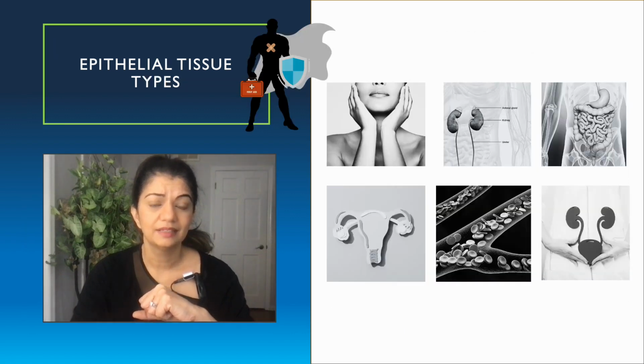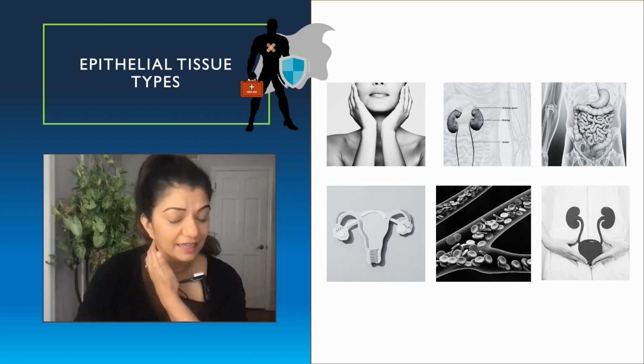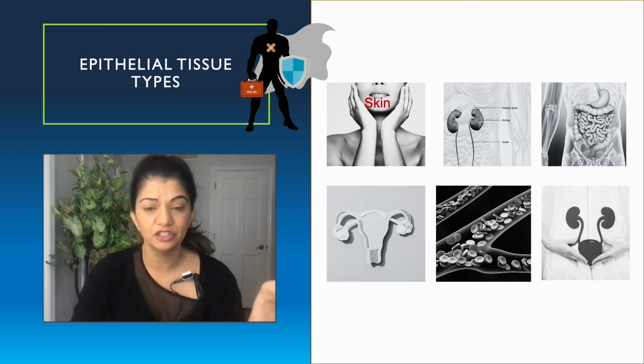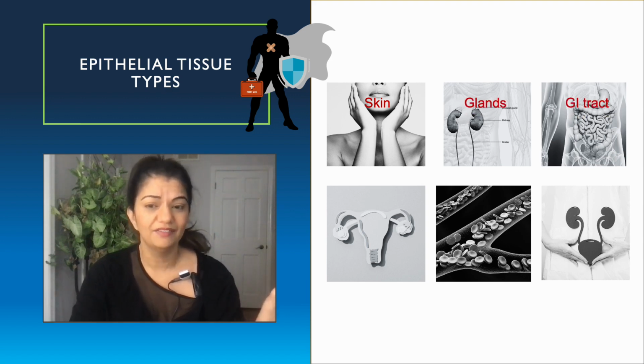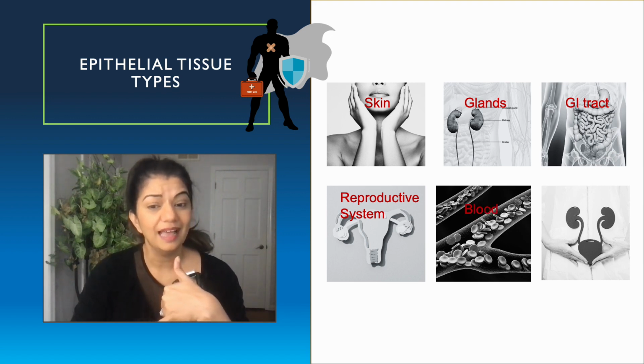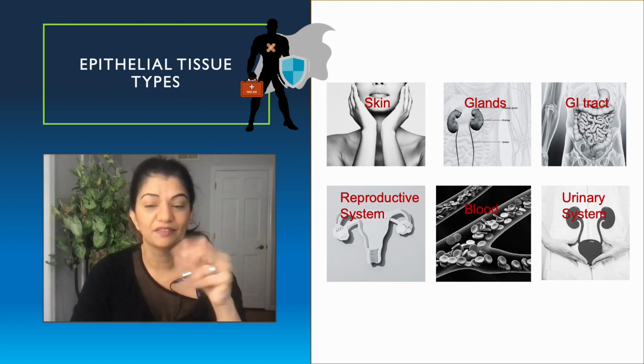All right. Well, yes, there are different types of epithelial tissue, right? Obviously, and this probably just makes sense to you anyway. The epithelial tissue you have on your skin is going to look very different than what's in your glands versus what's in your GI tract, reproductive system, and blood, right? There's different epithelia there. And then, of course, your urine.